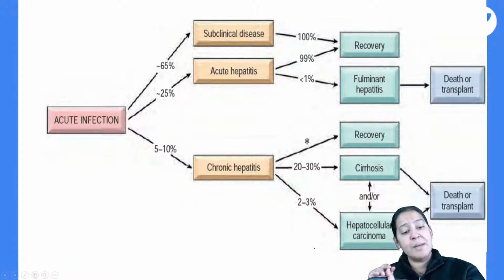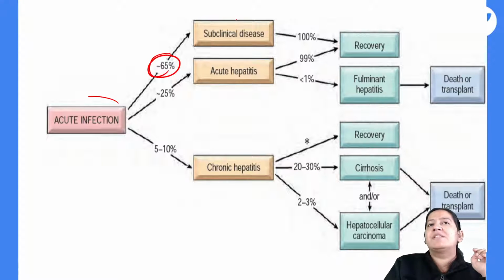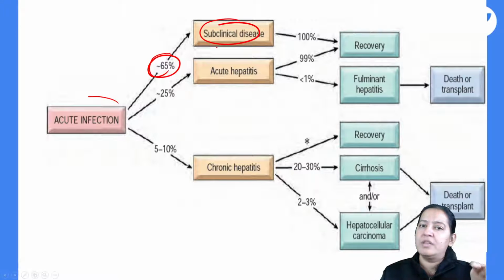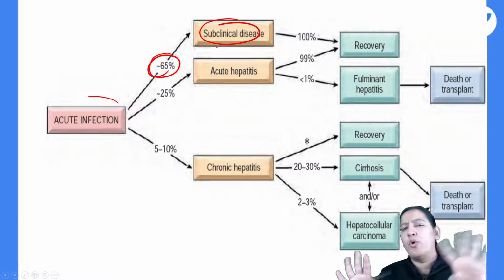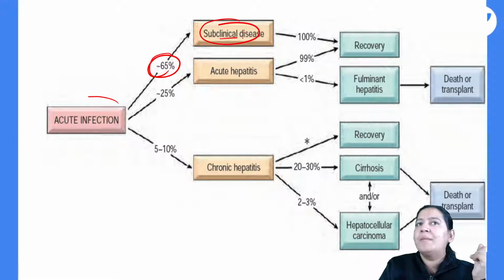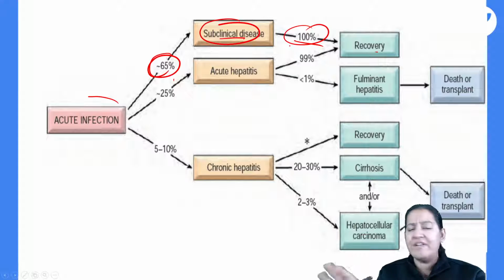You have to notice the percentage out of total 100 patients. At least 65% of the patients will present with subclinical infection. They even don't know they have hepatitis B. Just suppose I am having hepatitis B, even I don't know I have it and it will go from my body. It is subclinical. It didn't even become clinical. So 65, and 100% will recover. So they even don't know they have hepatitis B at some phase of life and they already recovered.